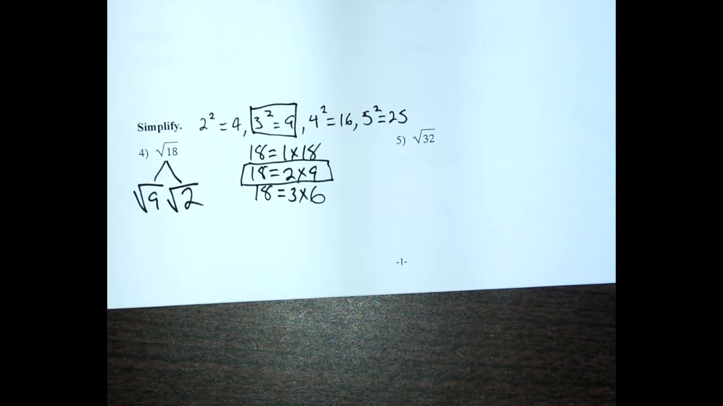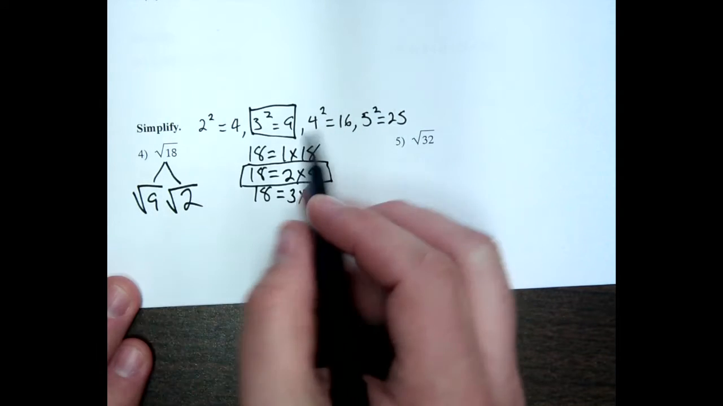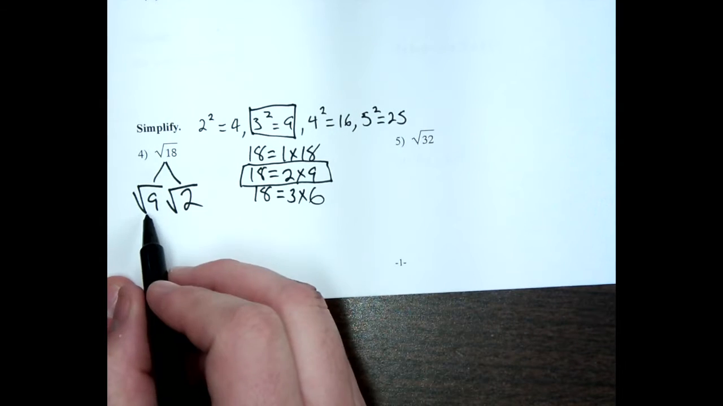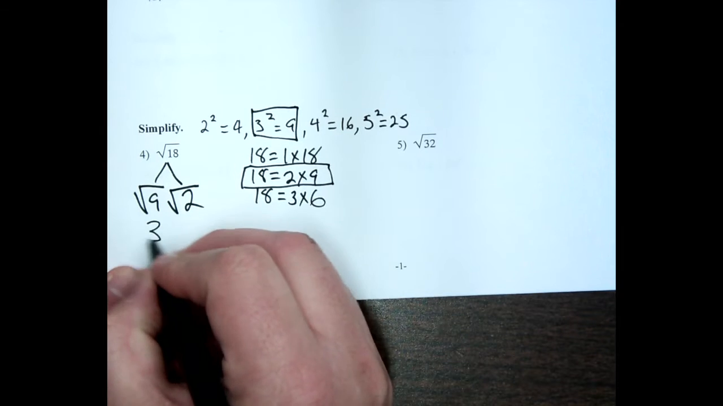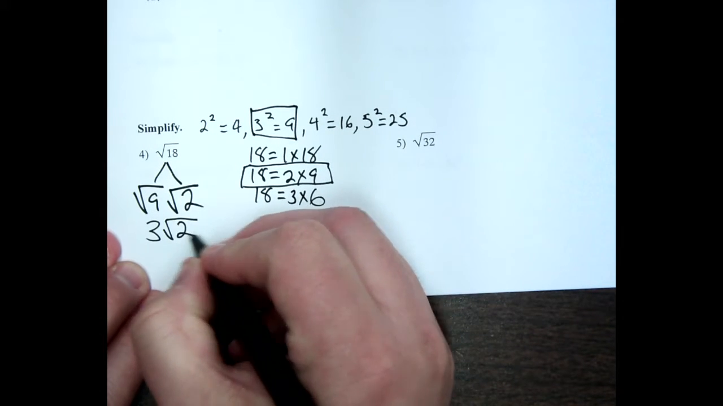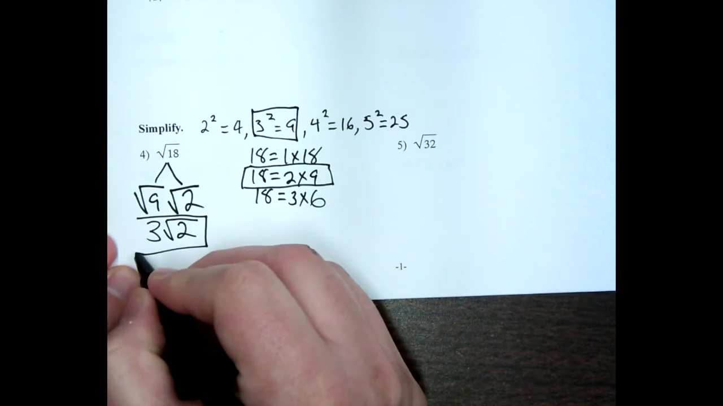That's the property of radicals. We can do that. But I know, because 3 squared equals 9, that the square root of 9 is actually 3. And that's our final simplified answer.